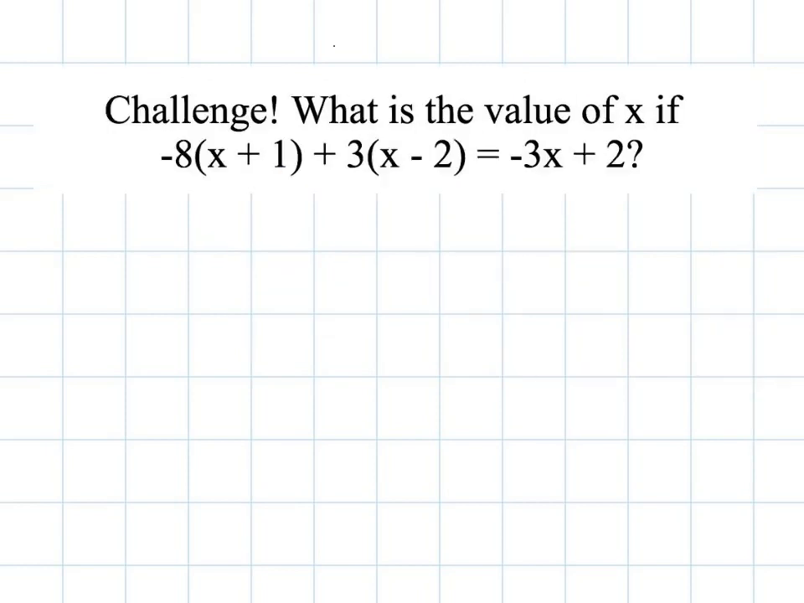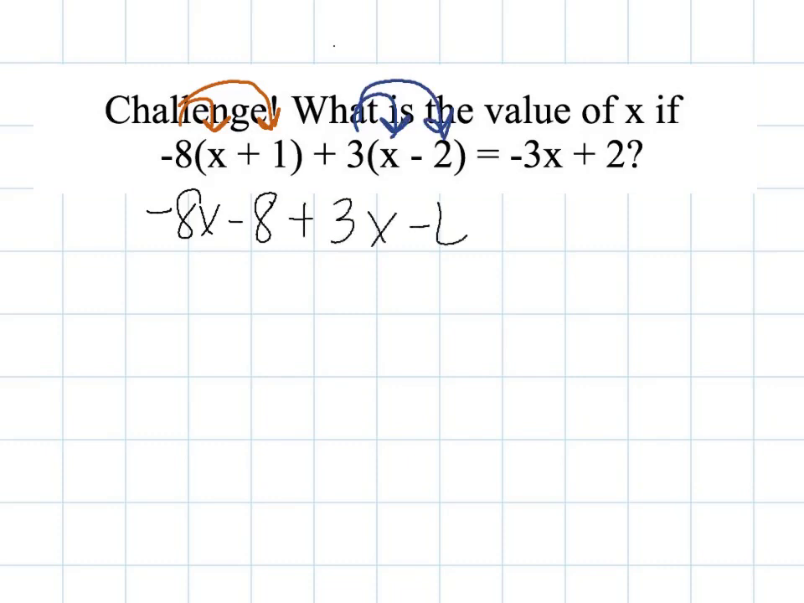Okay, so here we go with a bit of a challenge one. This is the last example I've got, so go ahead and pause and give this one a try. Okay, so hopefully you distributed your negative 8 first, and that's going to give you negative 8x minus 8, and then you distributed your 3, and that is going to give you 3x minus 6, and then there was nothing to do on the other side.